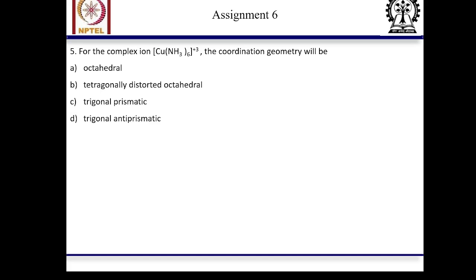So that is not the case. Let me just tell you. This is the special case, d9 plus strong field ligand. I will just give a hint. What will happen if we have d9 strong field ligand?